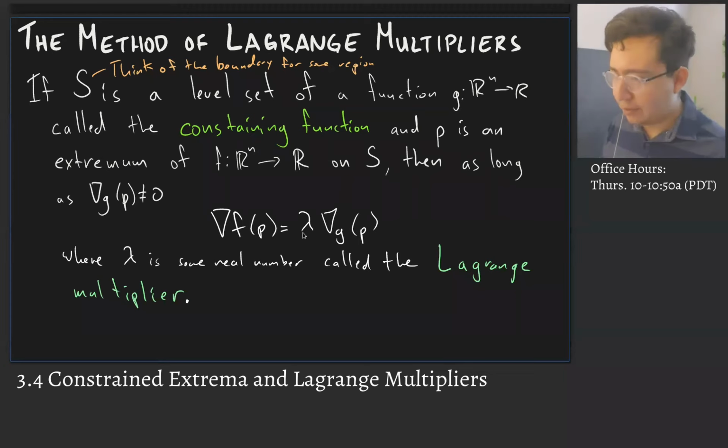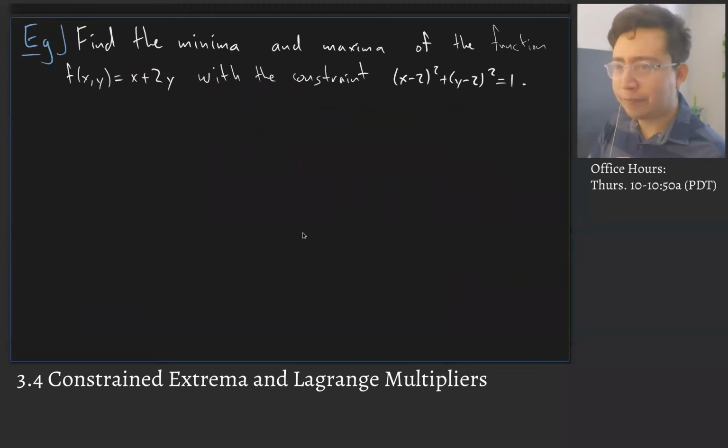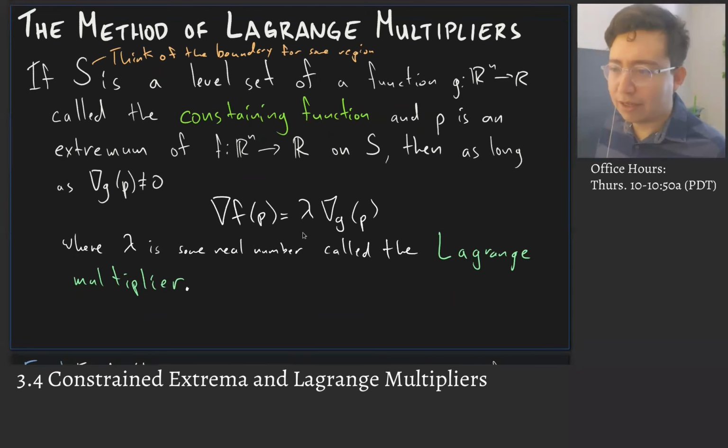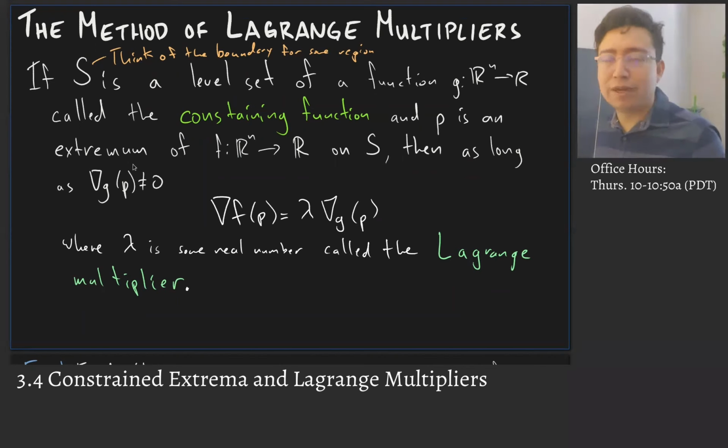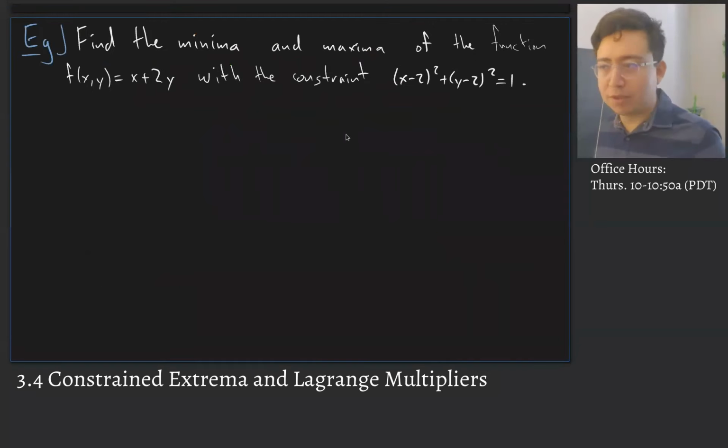So I have an example here. We're trying to find the minima and maxima. I should say, I'm saying extremum, and I should probably be saying global extremum. Usually if we drop the global or local, it usually means global. If you don't have an adjective, we usually mean global, but I should probably be saying that it is a global extremum on S. So it's global with respect to S.